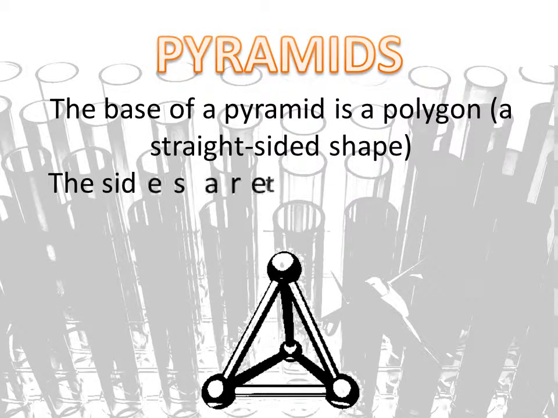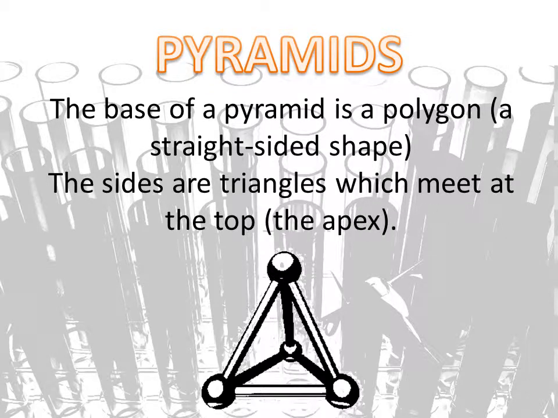The base of a pyramid, or the bottom, is always a polygon, which is a straight-sided shape. The sides are always triangles, which meet together at the top corner, known as the apex.